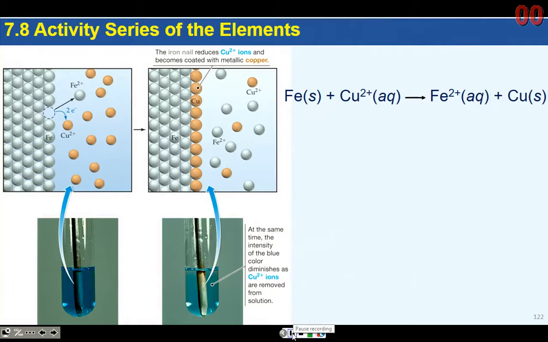If you're looking at this reaction where iron is placed in contact with copper ions to make iron 2 ions and copper metal, as shown in the diagrams at the top left and then visual photographs of the same process at the bottom, how do we know whether this iron nail will reduce copper 2 ions and become coated with metallic copper? This requires the activity series of the elements.